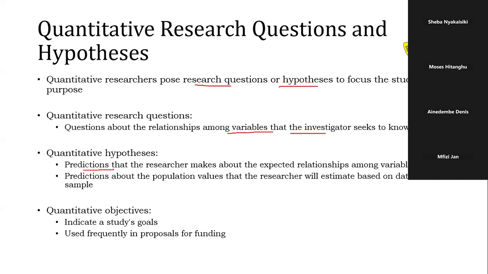So then the hypothesis does the same thing. In the question, the researcher is seeking to know. In the hypothesis, the researcher is making a prediction about the expected relationship. Now, in testing the hypothesis, the researcher goes back and answers what they were seeking to know. In testing the hypothesis, the researcher goes back and answers the research question. When we go back to research questions on the qualitative side, because for most of us, we are used to objectives, research objectives.